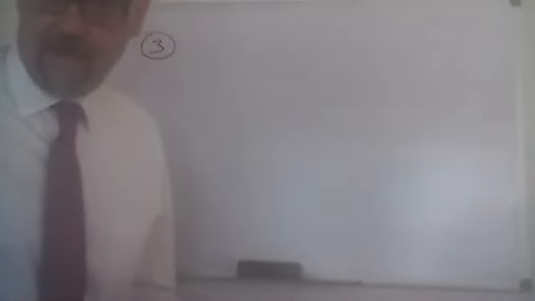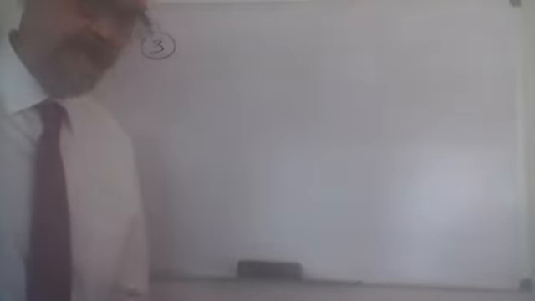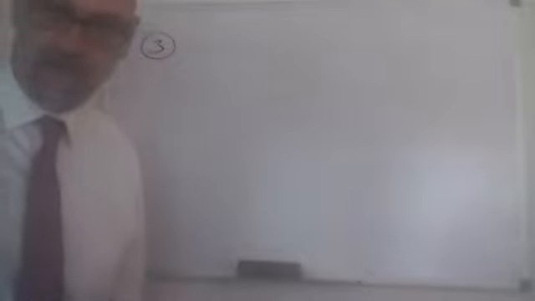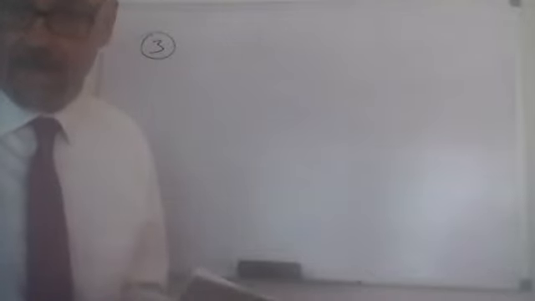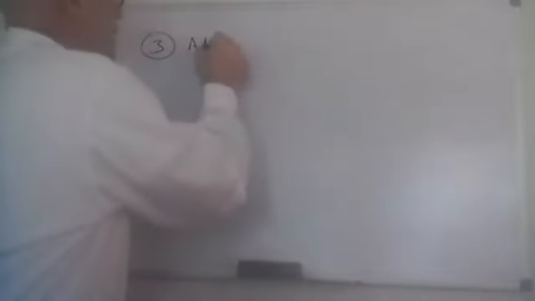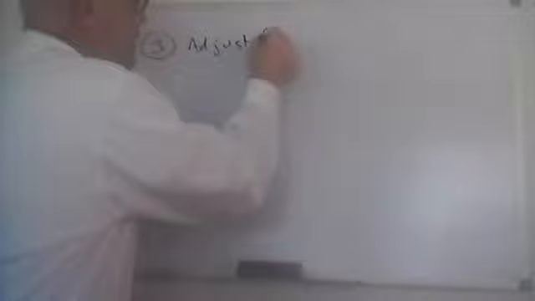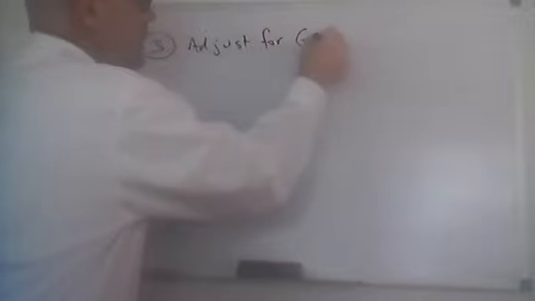The third and final step in doing the indirect method, if you remember, the first step was add back the non-cash expenses such as depreciation expense. Second step is make adjustments with the current assets and current liabilities we just went through. And finally, the third step is you have to adjust for gains and losses.